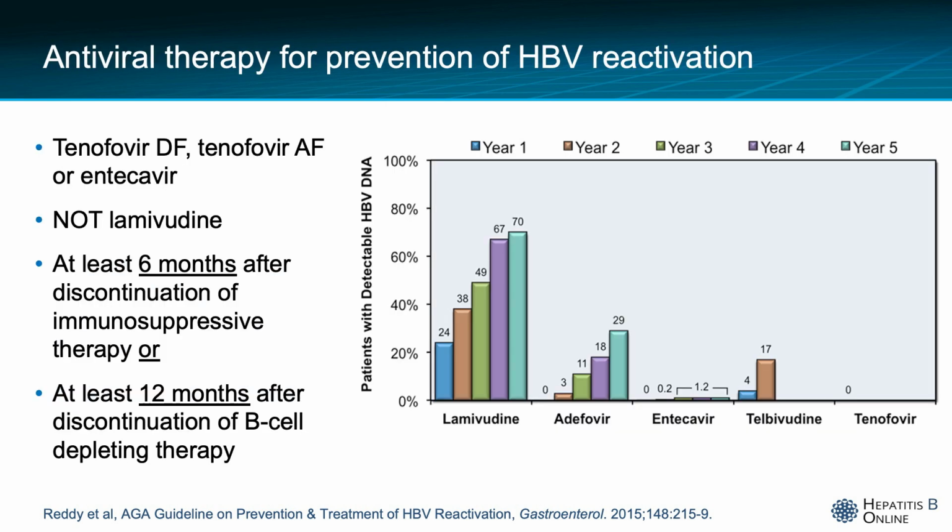What we use for prophylactic antiviral therapy is the same as what we use for oral treatment of hepatitis B, and that is tenofovir as either formulation or entecavir. Lamivudine is not recommended for much of the same reason it's not recommended for treatment, since the threshold for viral resistance and breakthrough is low. And duration is generally for the time that the patient is undergoing the immunosuppressive therapy out to at least 6 months after the therapy has ended. Extended out to at least 12 months, I generally err on 18 months after B-cell depleting therapy.